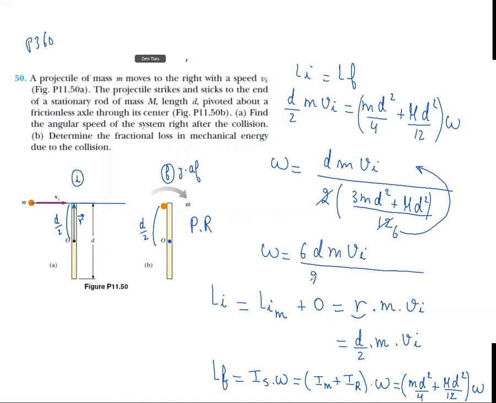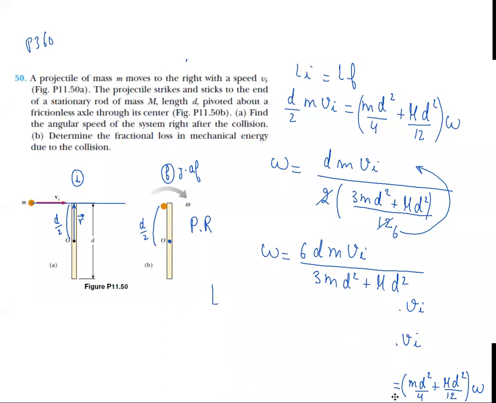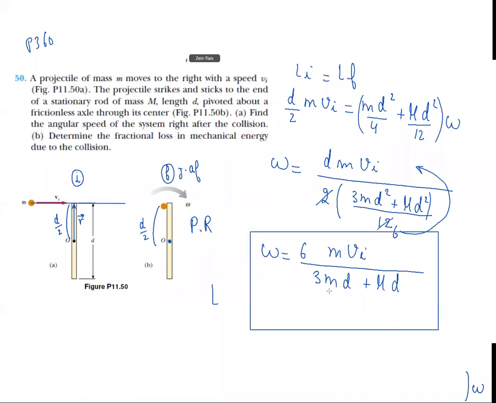divided by 3 M D square plus M D square. Here we can eliminate D, and here square and square. So this is the value of omega of this system just after the collision.